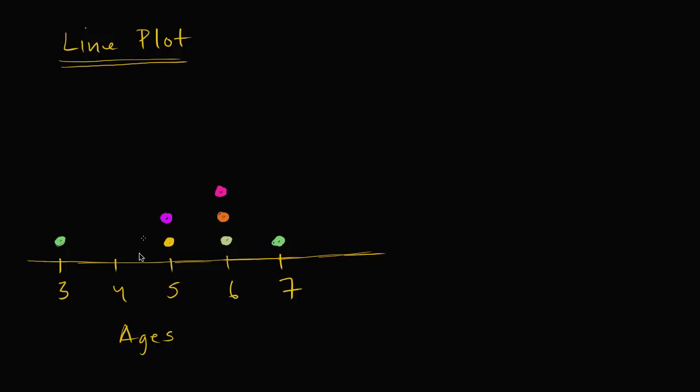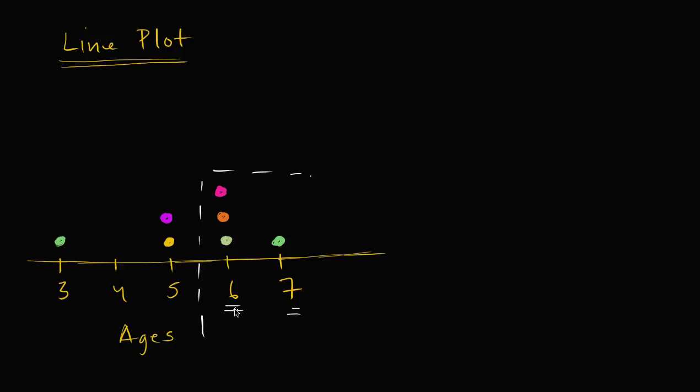Well, you could look at this and you could say, okay, more than 5 years old. That would be 6 years old or 7 years old. It's not showing anyone who's 8, 9, 10, 11, and on and on. So let's look at all the dots here that are more than 5 years old. There are 3 6-year-olds and there's 1 7-year-old. So there are 1, 2, 3, 4 people who are older than 5 years old.